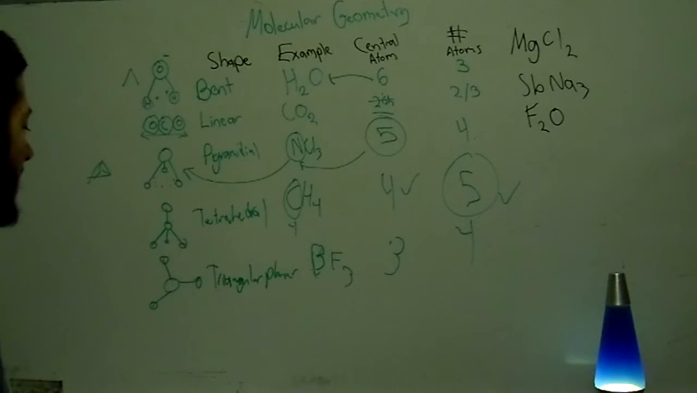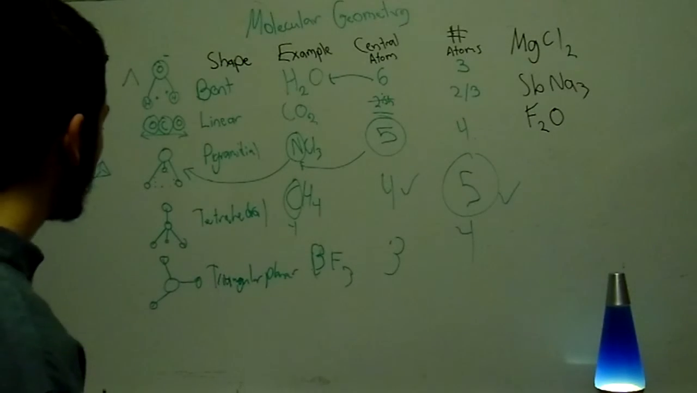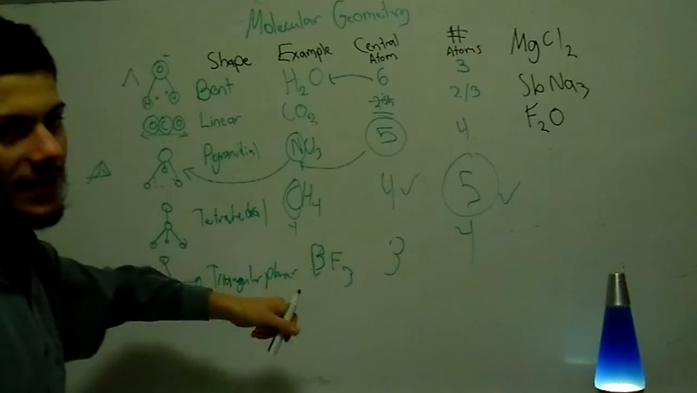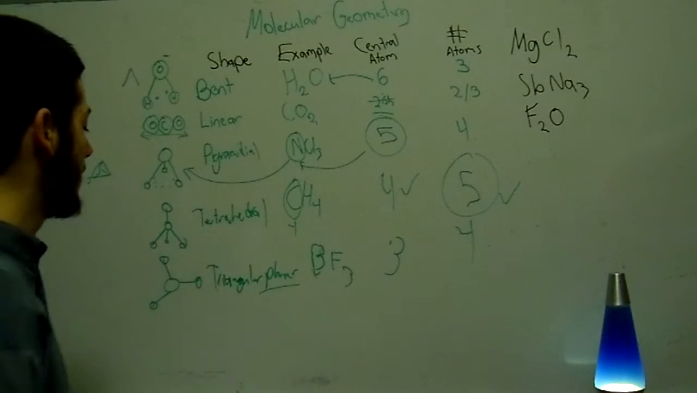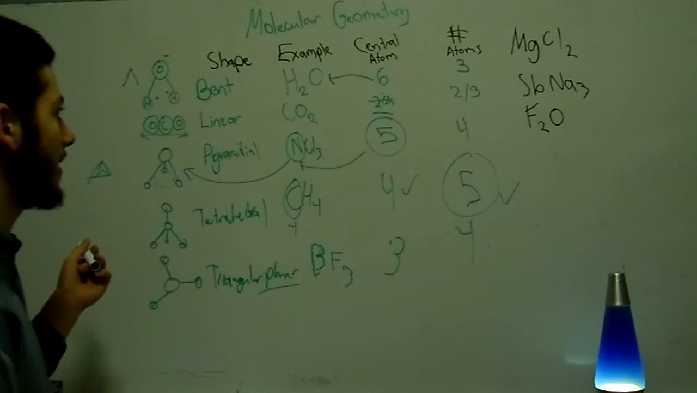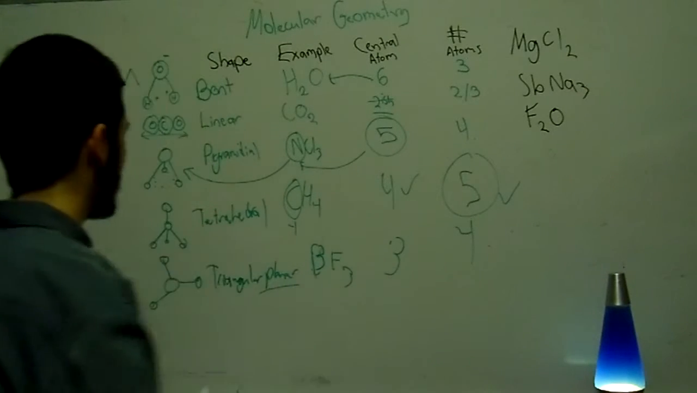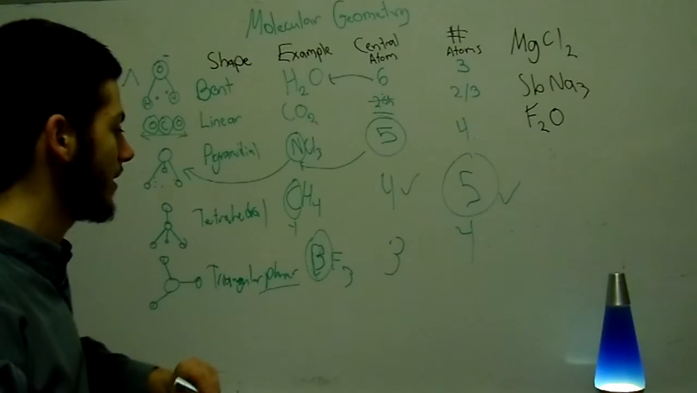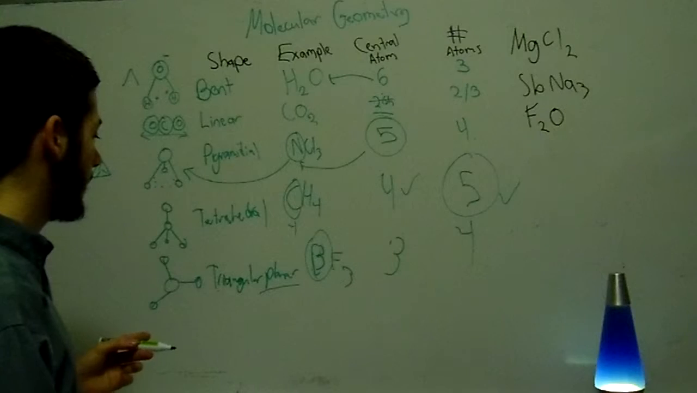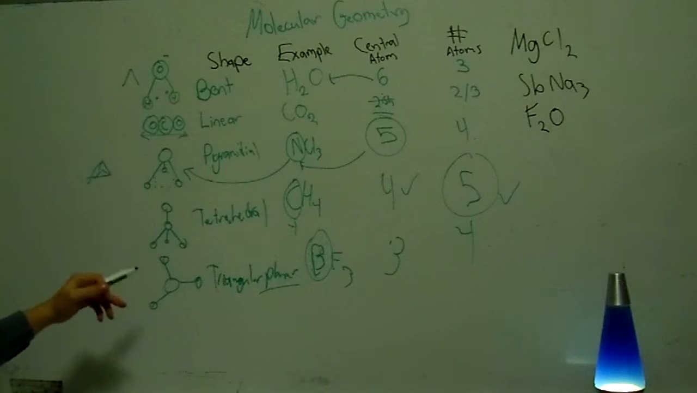The last one that we have is triangular planar. Now this one is much like pyramidal, except it's like someone sat on it. So it's extremely flat, and it's on a plane. This can be seen when the central atom is in group 3 and the number of atoms is 4. In this example, boron is in group 3, and together with 3 fluorines it makes 4 atoms. Its shape is always going to be like that when it's triangular planar.